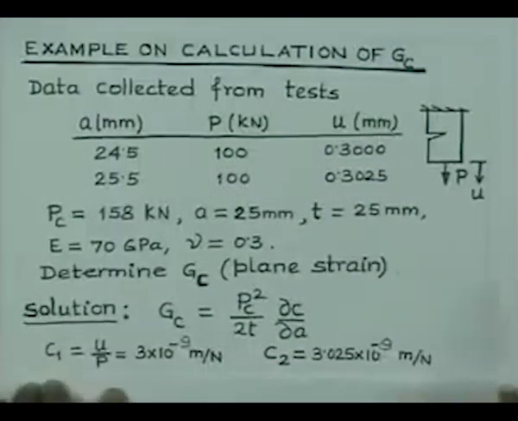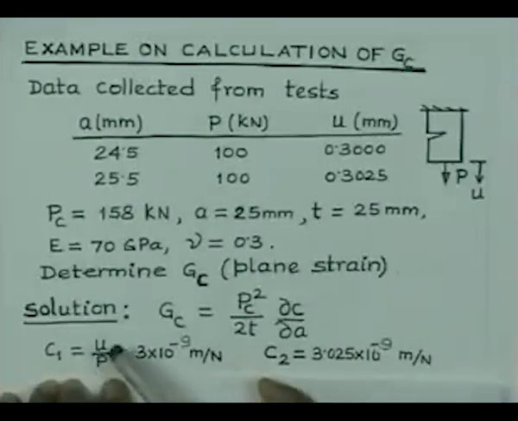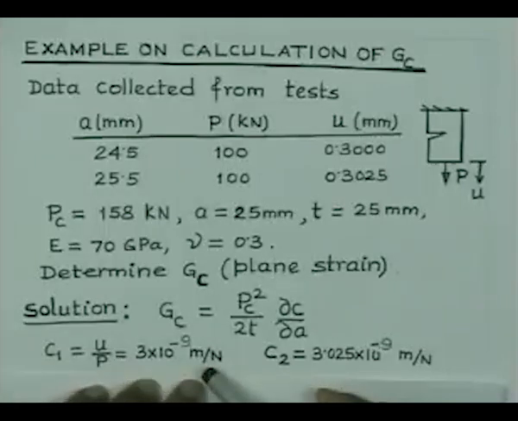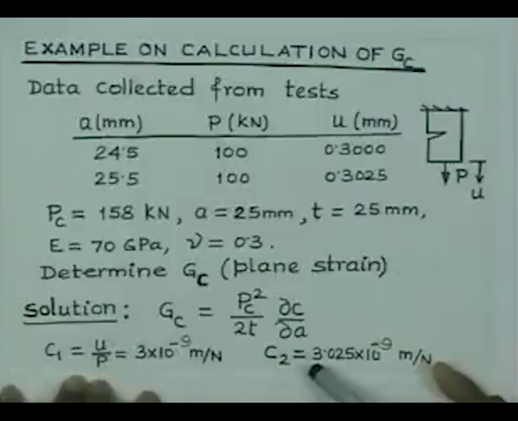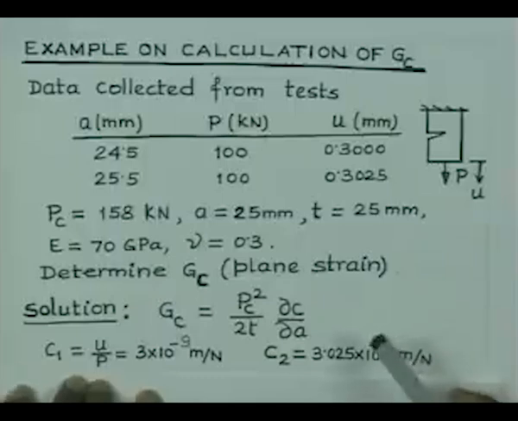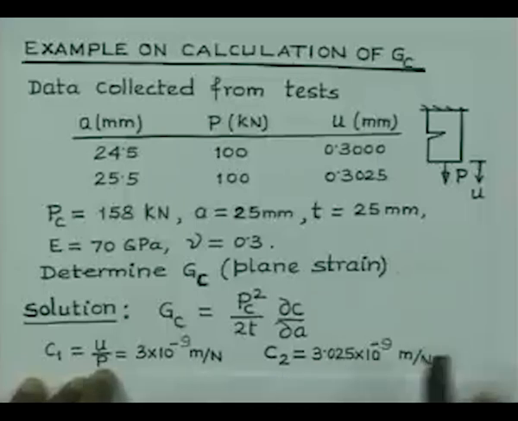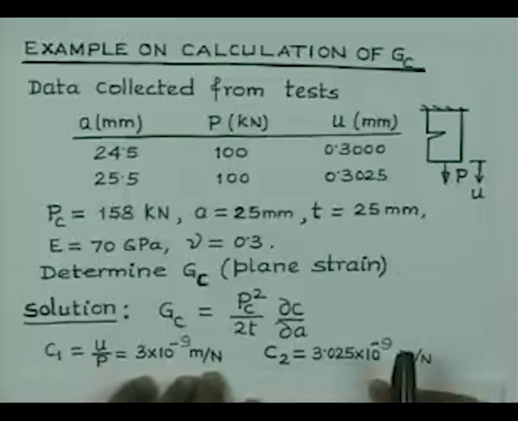So, in the first case we have the compliance C1 is equal to U by P, which gives us 3 into 10 to the power minus 9 meter per Newton, because U is 0.3 millimeter and P is 100 kilonewton. Similarly, for the second case, when the crack length is 25.5 millimeter, the compliance is going to be 3.025 into 10 to the power minus 9 meter per Newton. So, C2 is 3.025 into 10 to the power minus 9 meter per Newton. Therefore, we have two compliances.